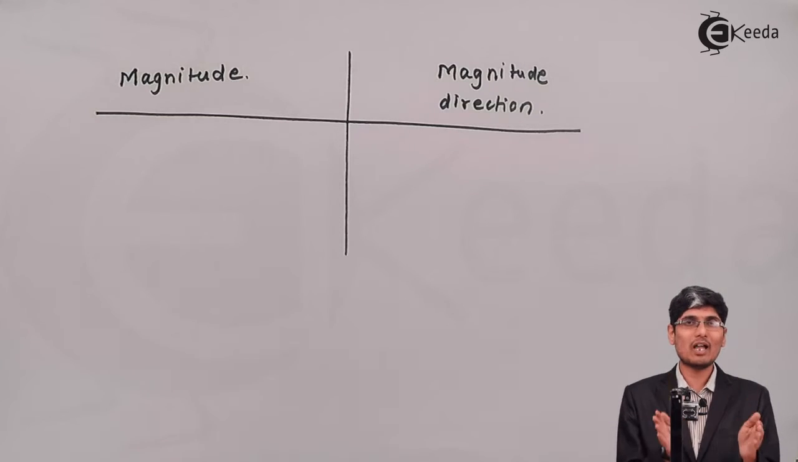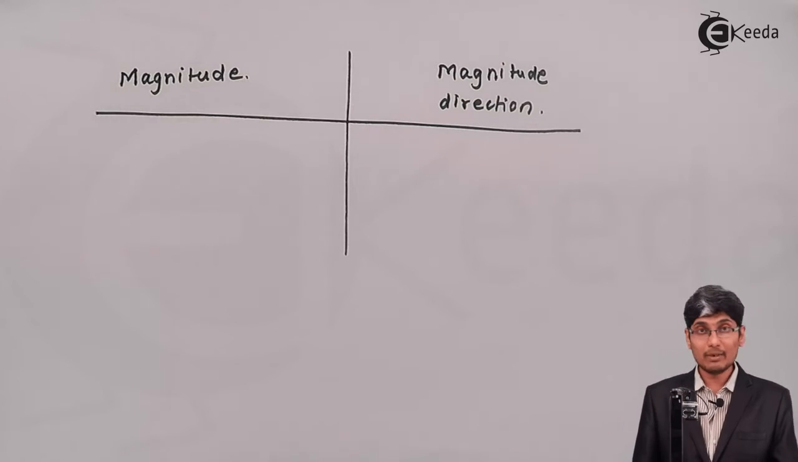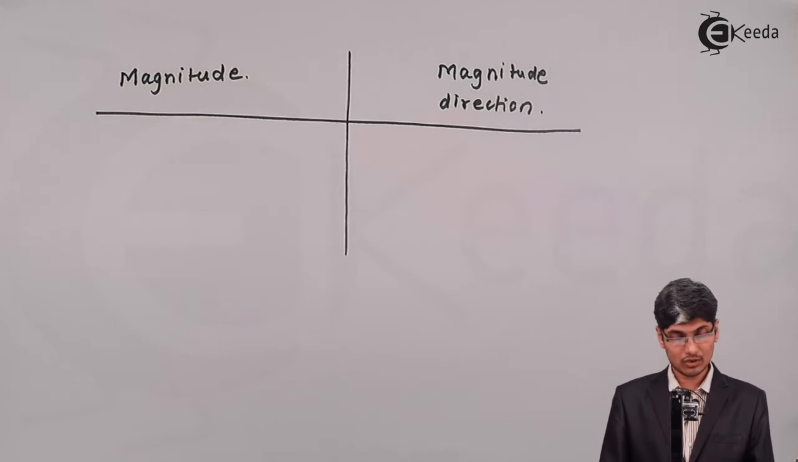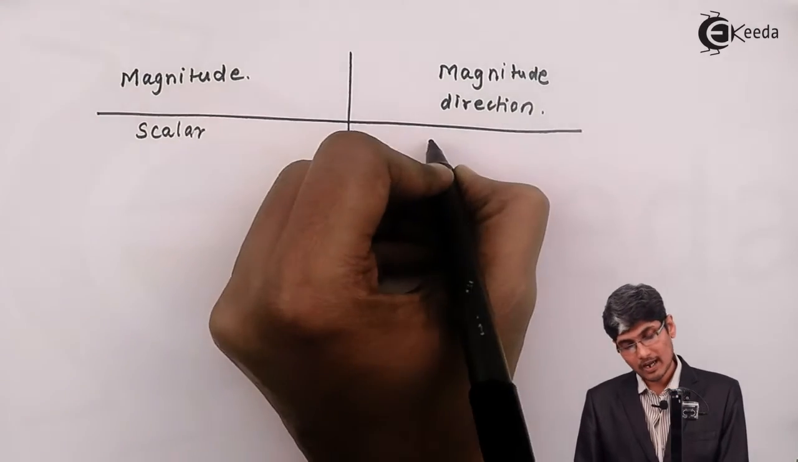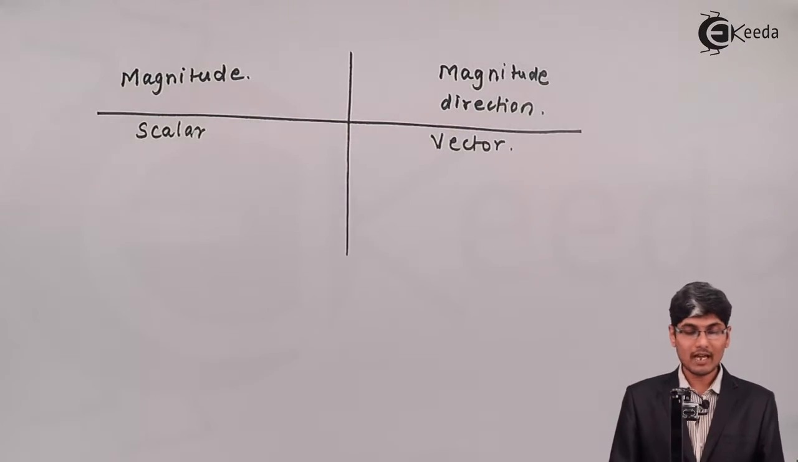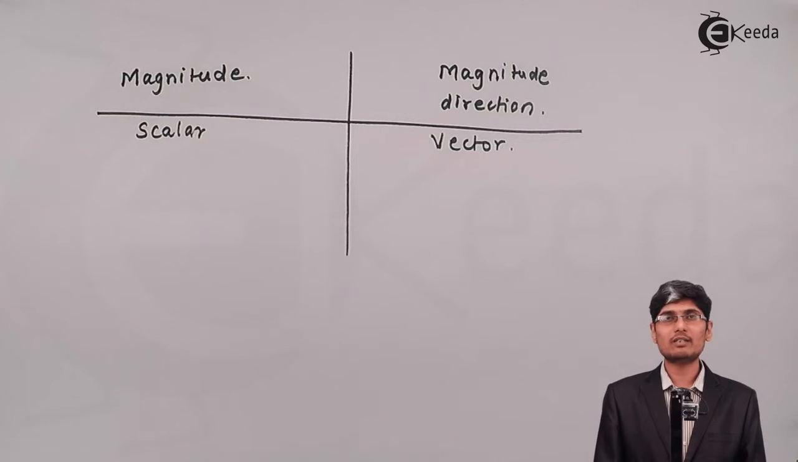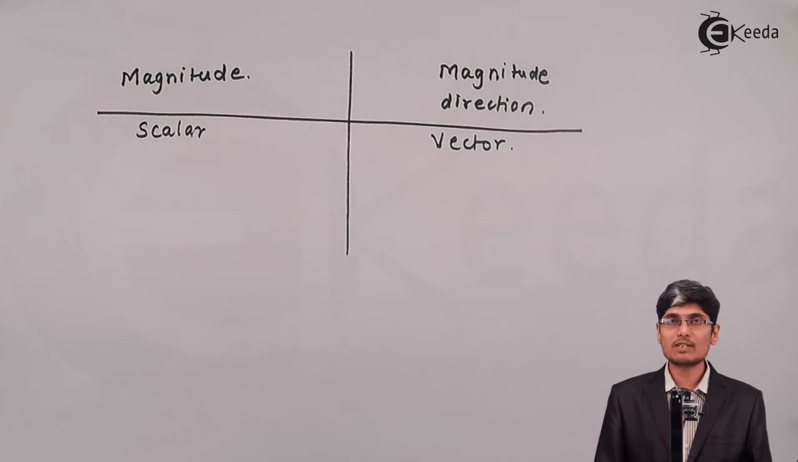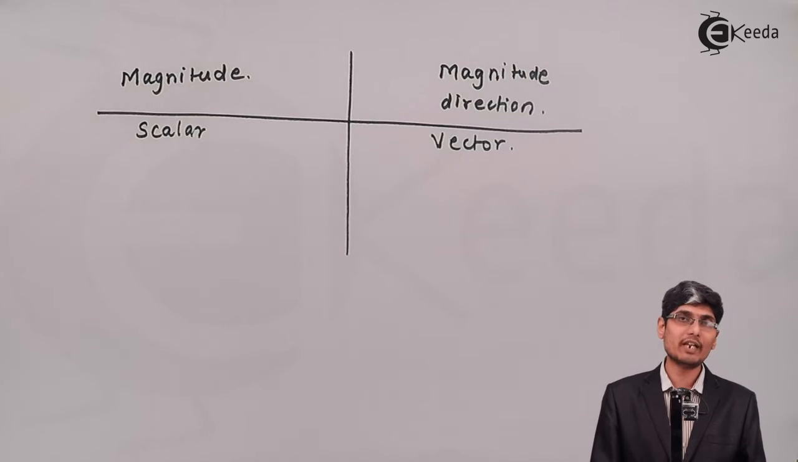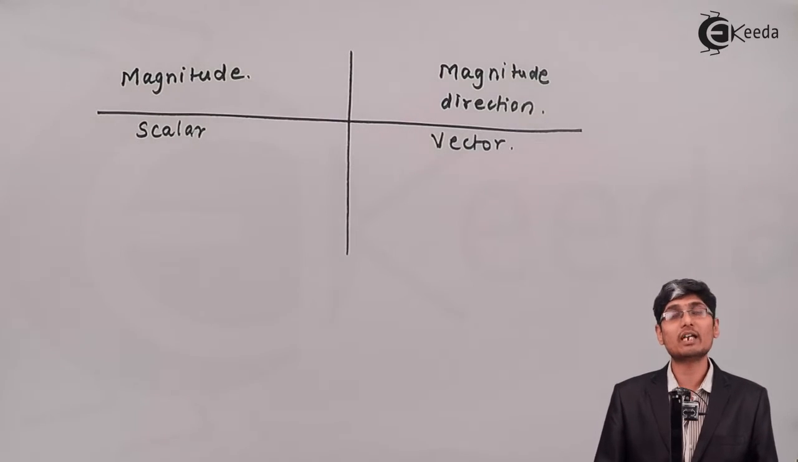We have distinguished quantities under whether they require magnitude alone to specify or they require magnitude as well as direction to specify themselves. Based on this broader classification, we have named them scalar quantities and vector quantities. So we have only magnitude quantities called scalar quantity, and magnitude and direction quantities are called vector quantities. So how can I define vector quantity? Vector quantities are those physical quantities which require magnitude as well as direction to specify them completely.